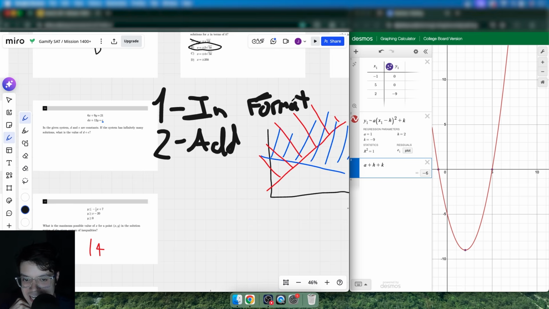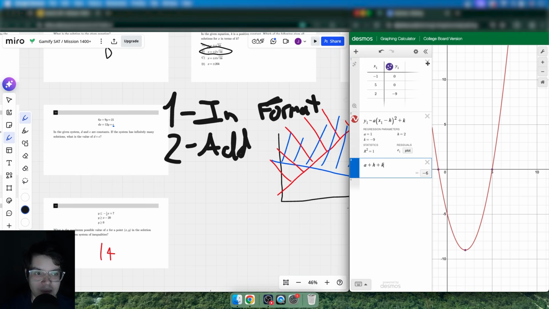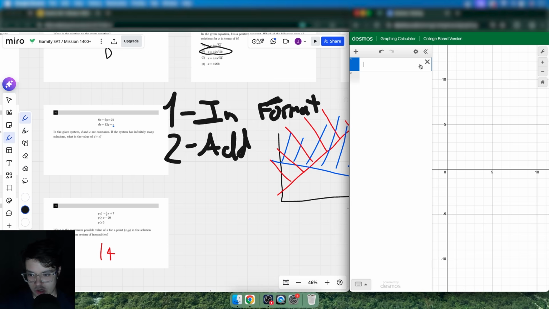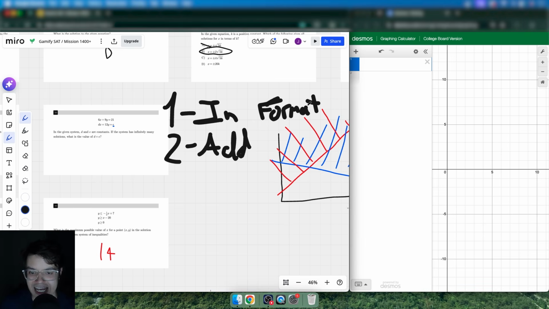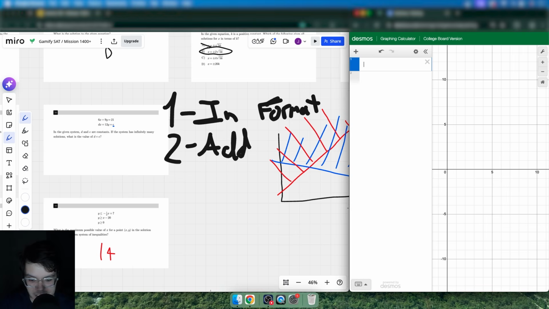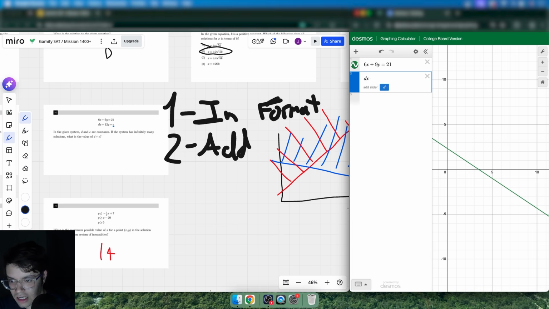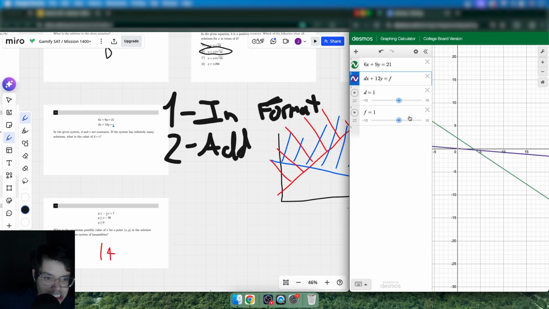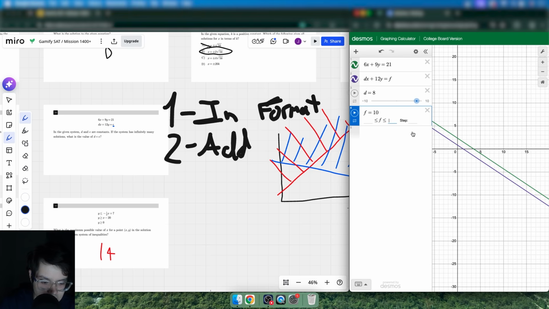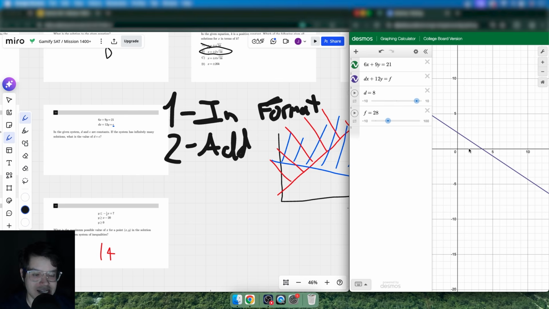Now, putting them in the exact same format, that arguably could be done by hand pretty well. It would involve some algebra, you'd have to manipulate it a bit, but you can do it by hand. However, I would argue that it is definitely faster to put in the same format using Desmos, because I can just go ahead and say 6x plus 9y equals 21. And then dx plus 12y, remember I have to put f instead of e. And I just move these around a bit. It might take a bit of work just to make sure it's in the right form, but besides that, I just make this, I think it was like that, and then bring it up to 28. So to me, that took maybe 10 seconds of moving it around.